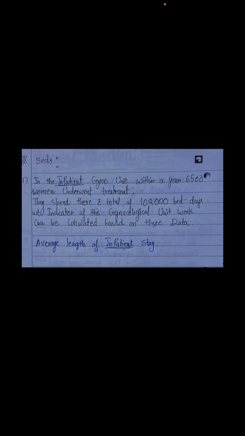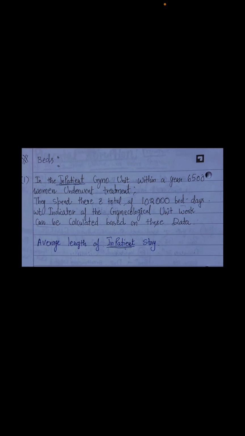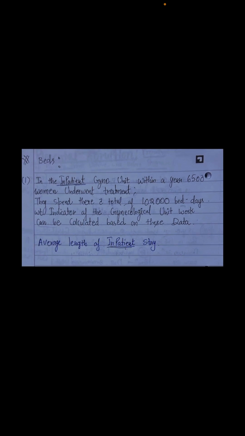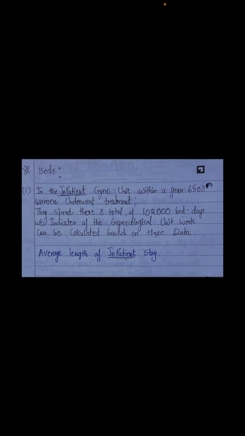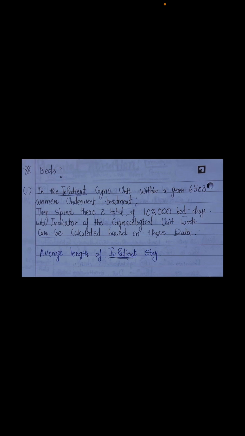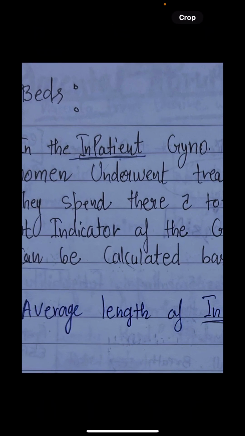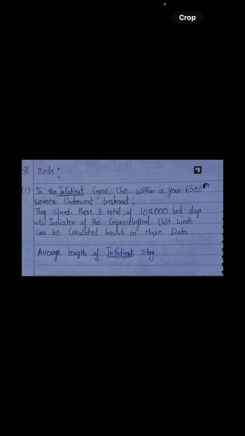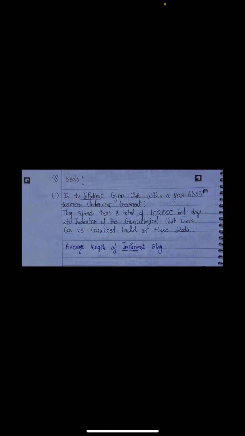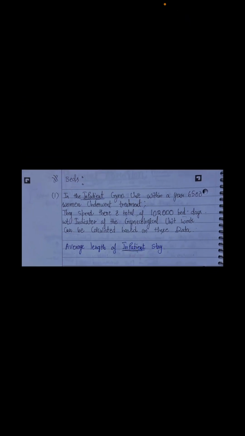The question simply says that in the inpatient gyno department there were 6500 women who underwent treatment, and they spent a total of this many bed days. So what indicators of the gyno unit will we need to calculate from the data? If you want to remember it simply, the question states inpatient, so mark the answer inpatient: average length of inpatient stay. No need to understand too much, just remember it. The inpatient department, the answer will include the inpatient stay as well.